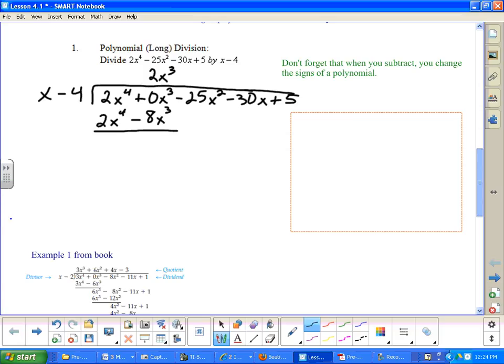So our next step for long division is to do what then? What do we do next? Subtract, okay? And when we subtract a polynomial, what are we supposed to do? Change the sign. So we're going to change these signs. So this becomes a negative and that becomes a positive. And so this first part is always going to be 0 when you're doing these. And then I have 0 plus 8x cubed gives me 8x cubed. And then we bring down the next term.